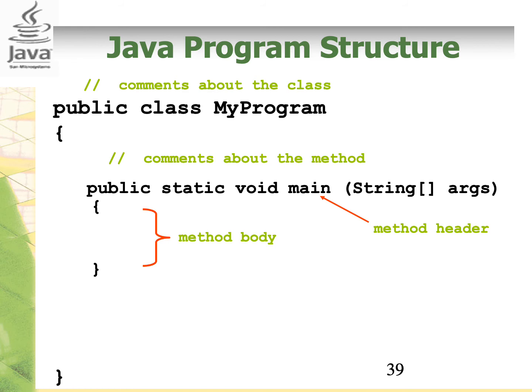Similar to the previous code, this class is called myProgram and it contains the main method. And as you can see over here, the main method has its own opening curly bracket and closing curly bracket, and that method is within the class. So towards the end, we have the closing curly bracket that refers to the class.